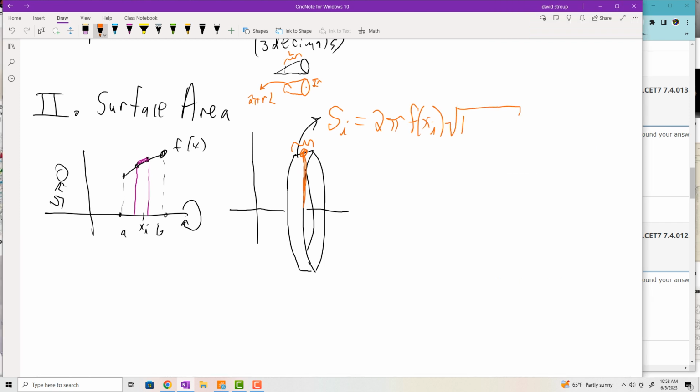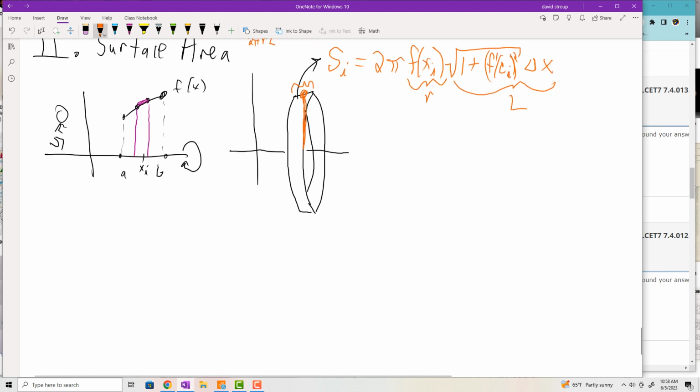So we have the square root of 1 plus f prime of some point in that little interval squared, and then times change in x. So this would be the r part from the 2 pi rL, and then this whole part right here is the L part. Okay, so the working formula, and again, you don't need to have this one memorized. This one is just kind of extra.